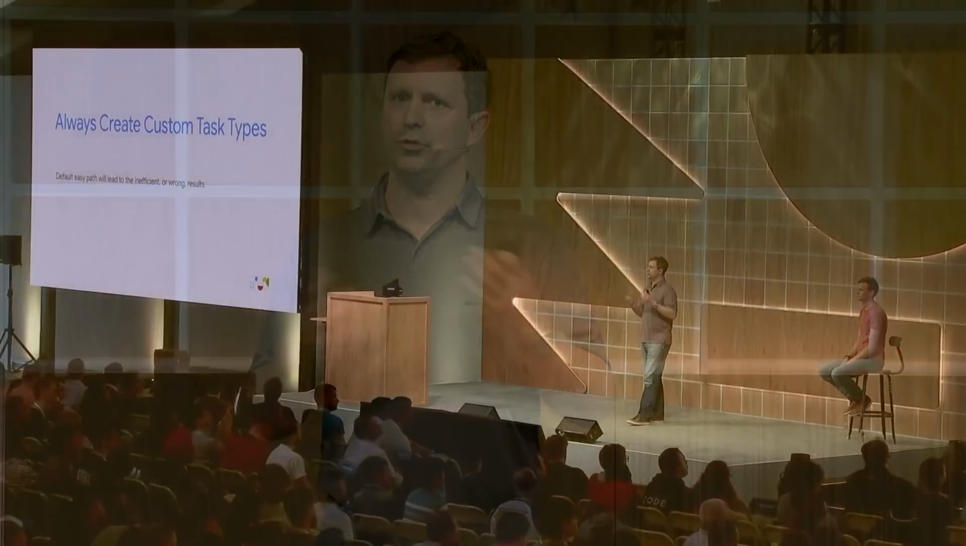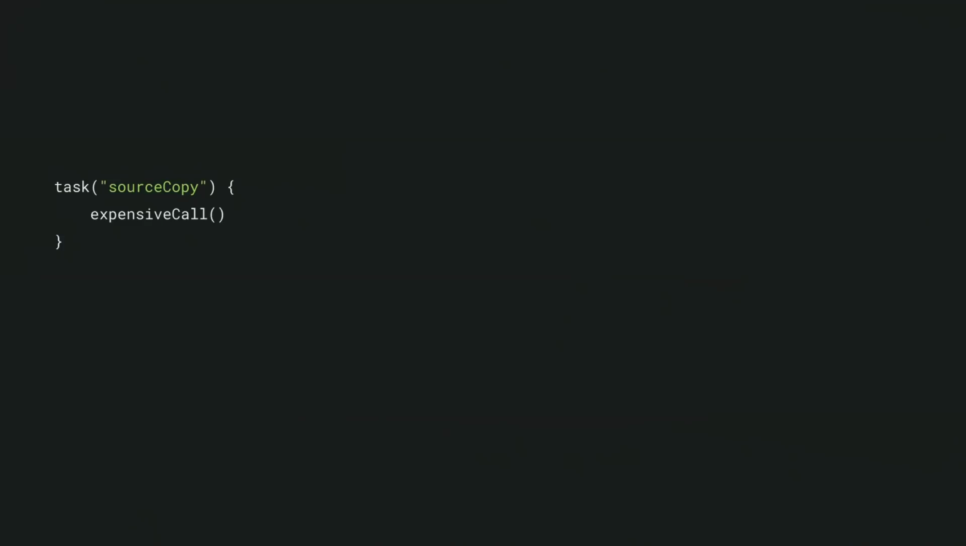Another thing that I want to mention is, when you create tasks, always create a custom type. It may seem easier to use some of the API shortcuts that Gradle has. Like, you could do something like that. I have a task, and I'm just configuring it and saying, here, do this thing. It looks OK, right? And there's some trick between the Groovy DSL and the KTS DSL. You might be thinking that it does the right thing.